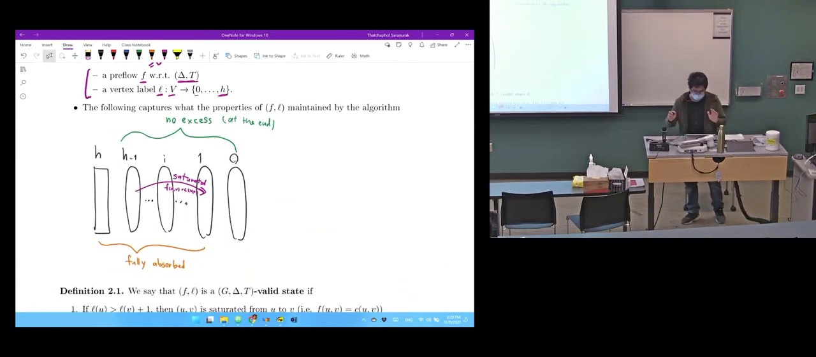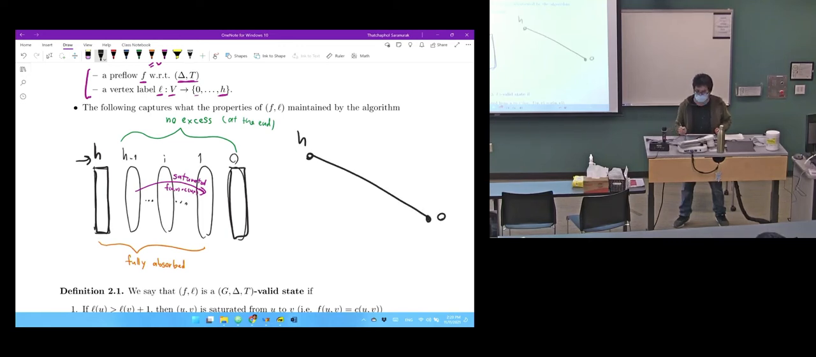So in picture, the way I draw it is going to be like this. The vertices here will have height. The highest guy is going to be on the left, and the lowest guy is going to be on the right. So you think of this as height h to 0. And intuitively, you want to send flow from the higher to the lower guy. Okay, so this is really just for intuition.